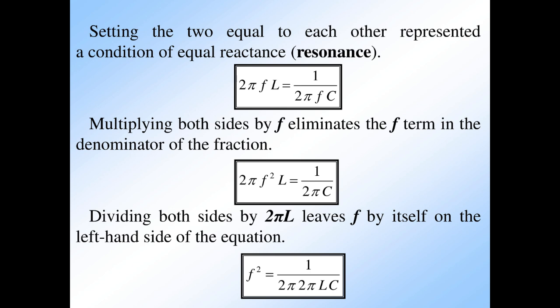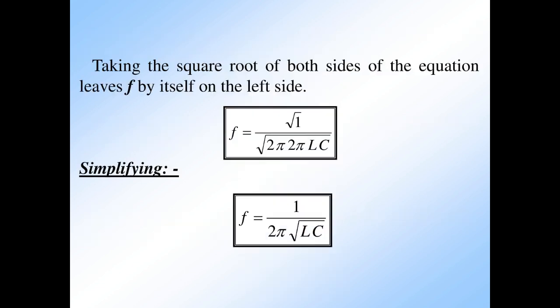2 pi FL is equal to 1 over 2 pi FC. Multiplying both sides by F eliminates the F term in the denominator of the fraction. 2 pi F squared L is equal to 1 over 2 pi C. Dividing both sides by 2 pi L leaves F squared by itself on the left-hand side of the equation. F squared is equal to 1 over 2 pi times 2 pi LC. Taking the square root of both sides of the equation leaves F by itself on the left side. F is equal to the square root of 1 over 2 pi times 2 pi LC. Simplifying, F is equal to 1 over 2 pi multiplied by the square root of LC.